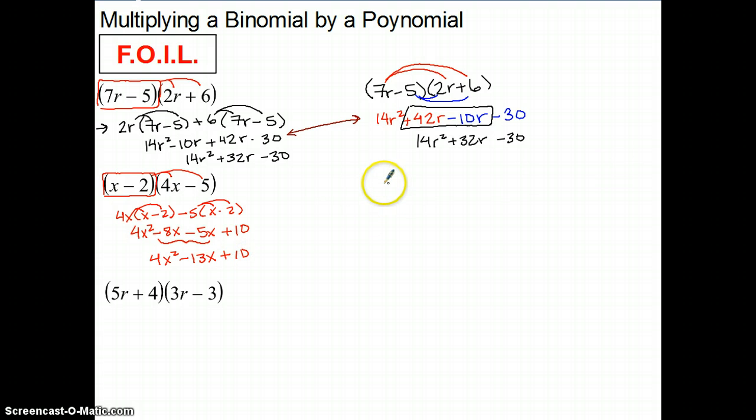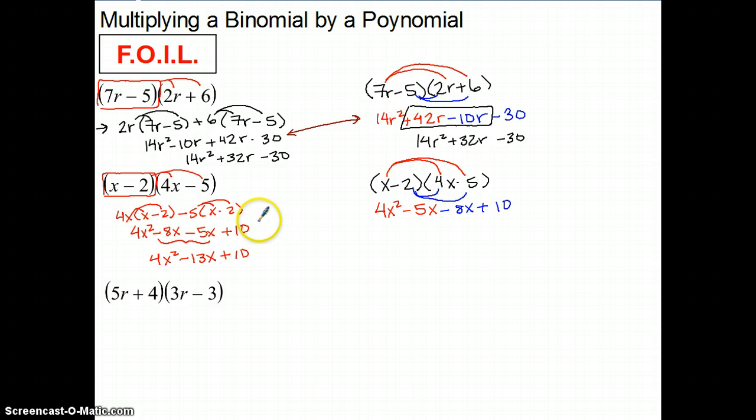Now, my second option is to take everything from each set of parentheses and multiply it by everything in the other parentheses. So I am going to take first my x and multiply it by the 4x and then by the negative 5. X times 4x is 4x squared. X times negative 5 is negative 5x. Second, I'm going to take my negative 2 and multiply it by both terms in the other set of parentheses. Negative 2 times 4x is negative 8x, and negative 2 times negative 5 is a positive 10.